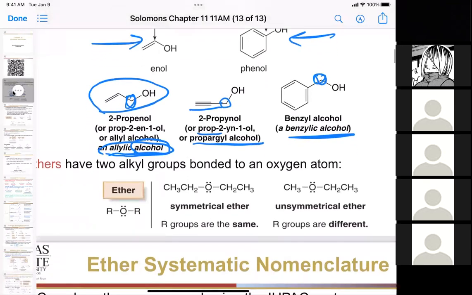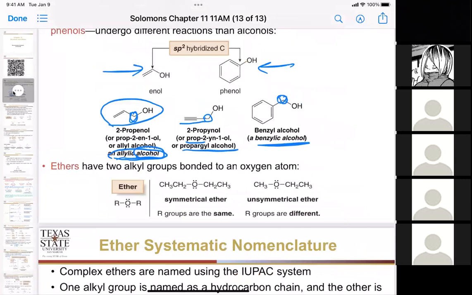Now when we have ethers, that's a different structure. We lose that hydrogen bonding hydrogen, and we now have a carbon, oxygen, carbon bond. When we do that, we just name ethers by the 2 alkyl groups bonded to the oxygen and add the word ether. If it's symmetrical, you can just call it diethyl ether, because there are 2 ethyl groups and it's an ether. If it's unsymmetrical, you can call it ethyl methyl ether, because it's alphabetized.